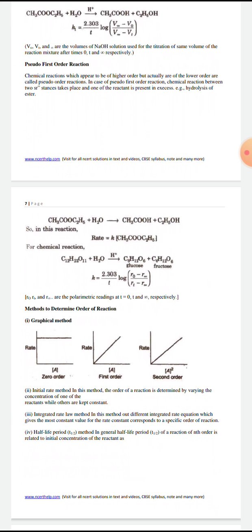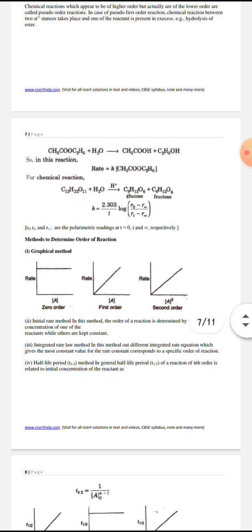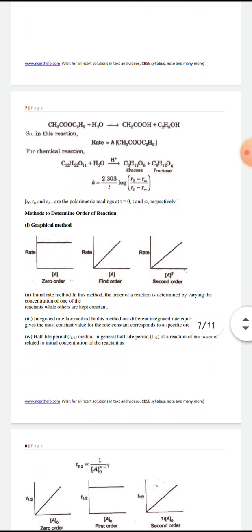Methods to determine the order of a reaction. First, the graphical method. Zero order means you have to draw a straight line graph, first order goes like this, and second order is a little bit bent, like this. Then the initial rate method. In this method, the order of a reaction is determined by varying the concentration of one of the reactants while the others are kept constant.